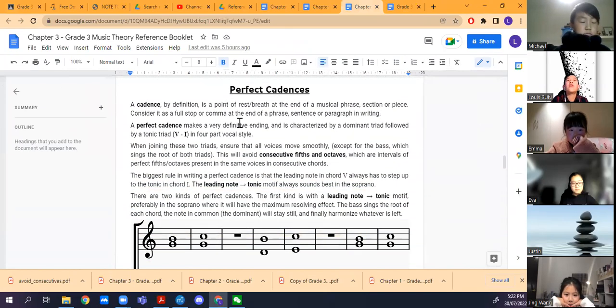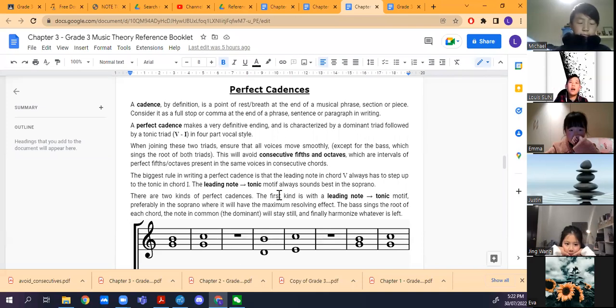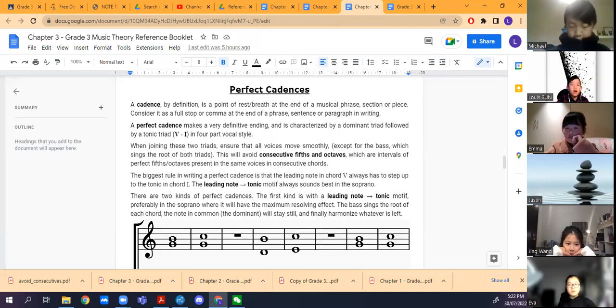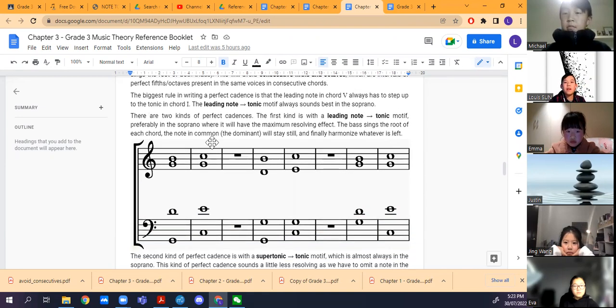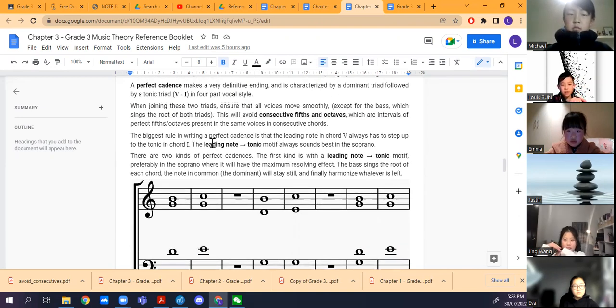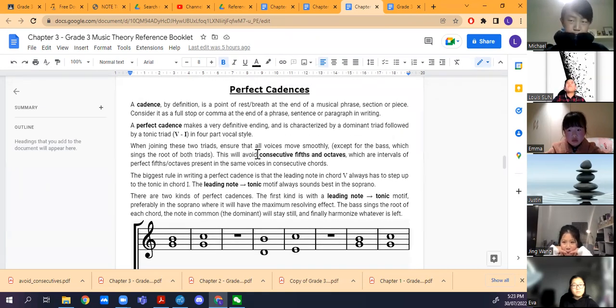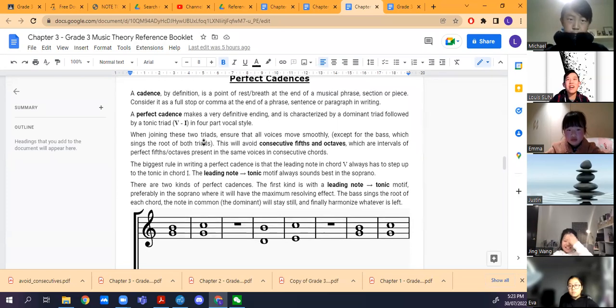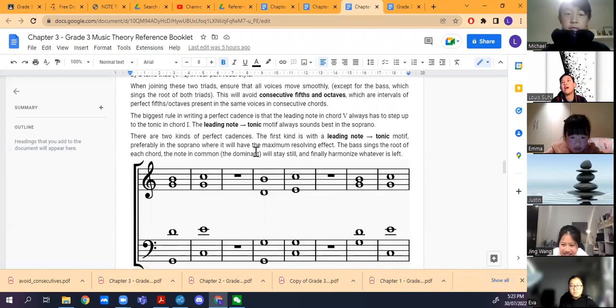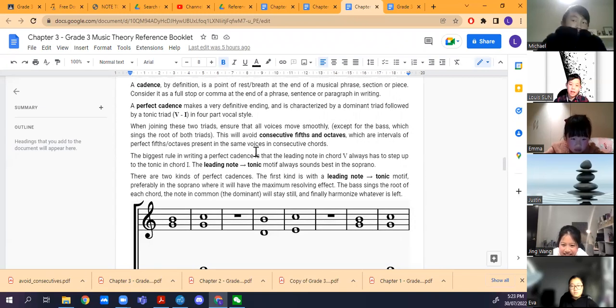Okay, perfect cadences. So a cadence is a point of rest, or kind of like a breath mark in music. Mia, you play oboe, so think about a place where you might breathe. Who else plays a wind instrument here? So a cadence is a point of rest or a breath at the end of a musical phrase, kind of like a comma or a full stop at the end of an English sentence or paragraph.